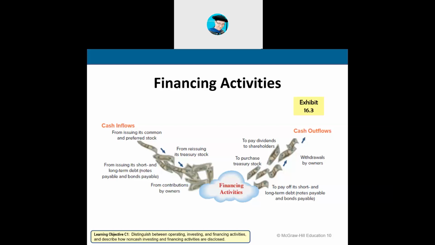Cash going out of the business for financing activities would be things like the payment of dividends to shareholders, purchase of treasury stock, owners taking cash out of the business for withdrawals, or paying off short-term and long-term debt.